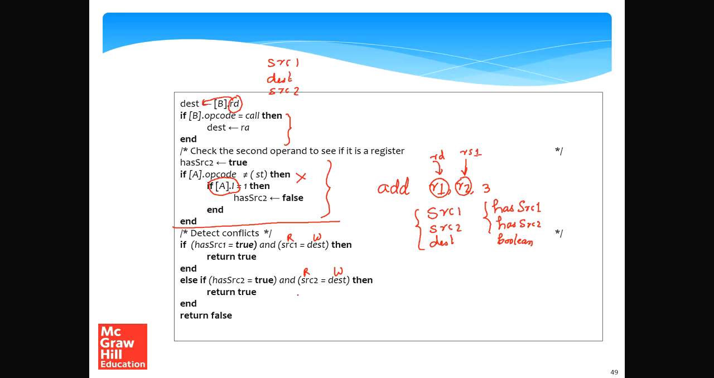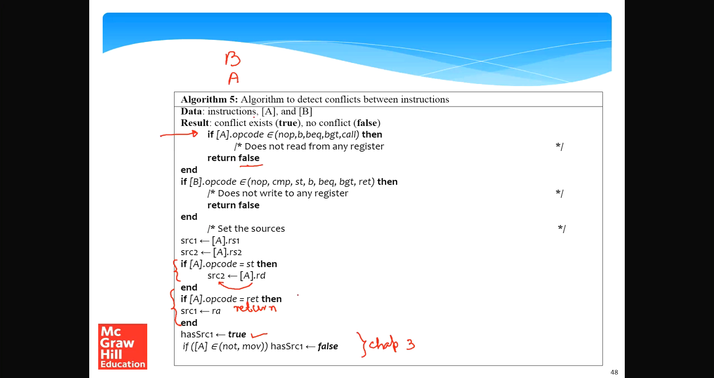So let me summarize our discussion in the last two slides, slide number 48 and slide number 49. What we are essentially showing is an algorithm to find dependencies between two instructions, between instructions B and A, where A comes after B. And this algorithm needs to be implemented in hardware, not in software. So we need to do a lot of checks, and a hardware circuit needs to be written to implement this algorithm.